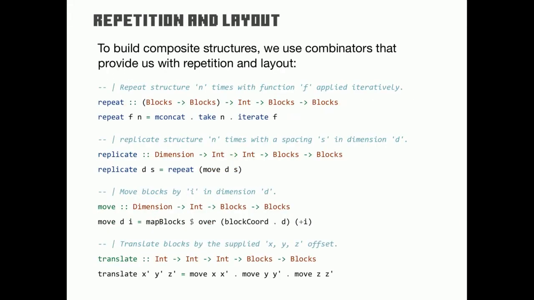I'm not going to go through all of these in any detail. But to build the composite structures, we use combinators to provide us with repetition and layout. So we can imagine a repeat combinator that will repeat some modification to the structure a certain number of times. We could imagine a replicate one built on repeat that moves it and replicates it along a dimension. And the move here simply moves your structure by a certain amount.